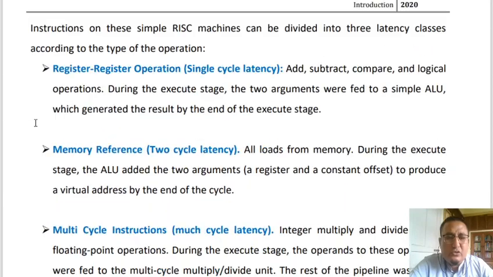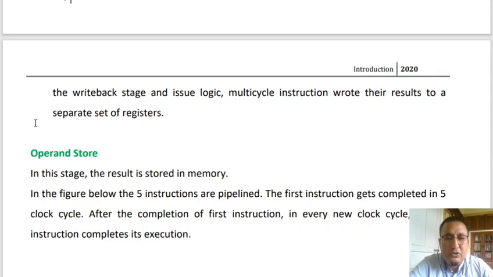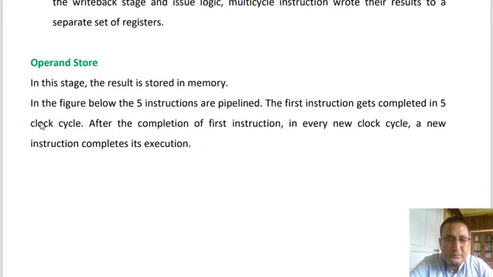Once the execution is over, we need to store the result of the operation to the memory location. So the fifth phase is operand store. These are the five important phases that we have in the pipelining architecture.